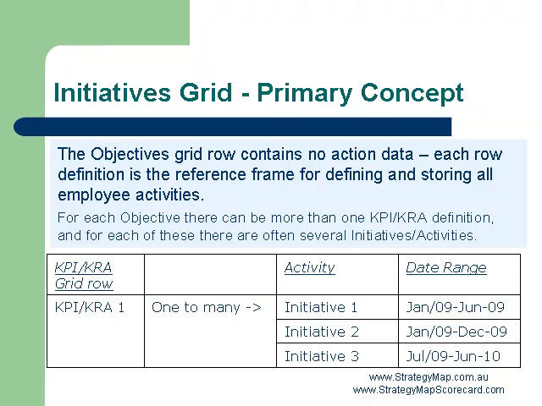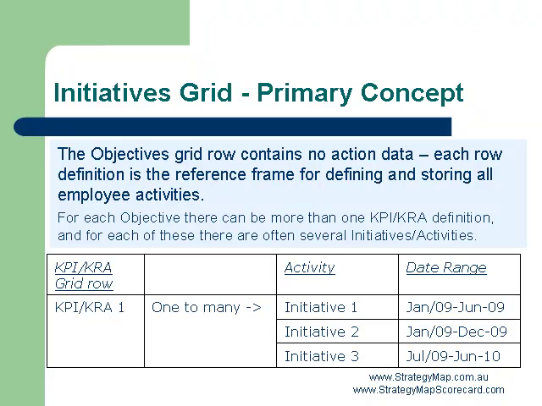Primary concept. The objectives grid contains no activity data. Each row definition is just the reference frame for defining and storing all activities. The strategic plan concept contains several parent-child or one-to-many relationships. For each objective there can be more than one KPI or KRA definition, and for each of these there are often several initiatives or activities.